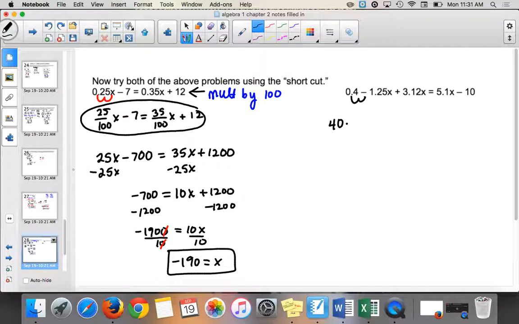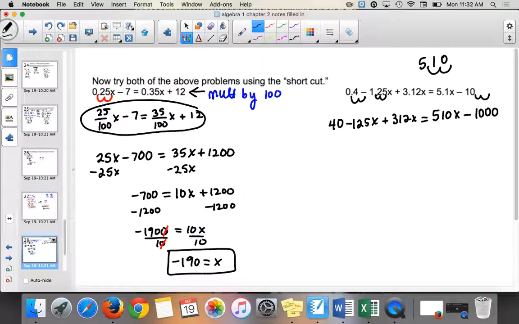And then I have minus, move it over twice, 125x plus 312x equals, how about here, 5.1. What's it going to change to? 510. We move it over twice, right? Put in a 0. So 510x minus, be careful, don't forget this one. Move it over twice. 1,000, exactly. And you can do all this work and you end up getting exactly the same thing.